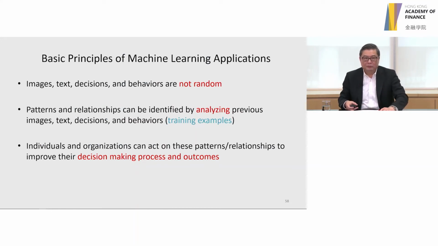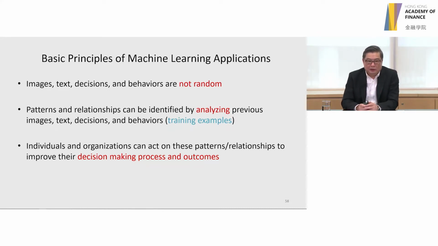So there are some basic principles of machine learning applications. Machine learning applications work under these three principles. First of all, the images, the text, the decisions, the behaviors that we want to classify or predict are not random. If things are really random, it means there's no pattern. If there's no pattern, there's nothing to learn. So the first principle is that things are not random.